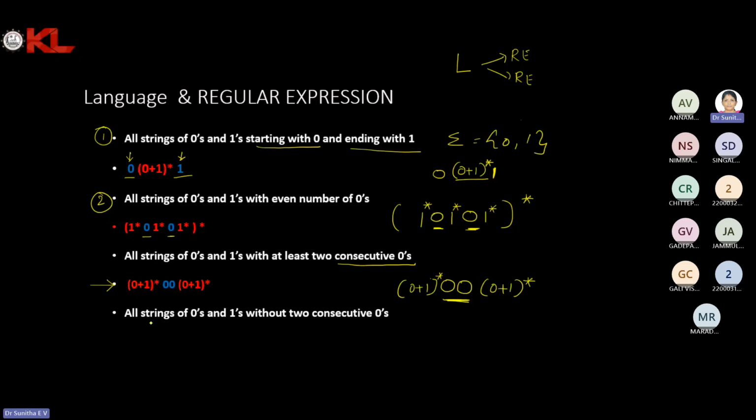Then the last one is all strings of zeros and ones without two consecutive zeros. That means there should not be two consecutive zeros. If one zero comes, immediately after that zero a one should come. So when there is a zero, immediately next to that we put a one. Then it can end with a zero. Sometimes it can end with a zero also. That is why we put an epsilon plus zero. Then we can find some other regular expression for the same language also.